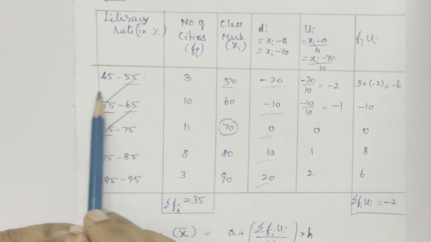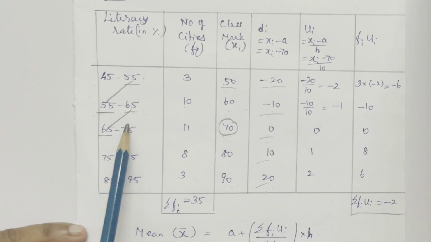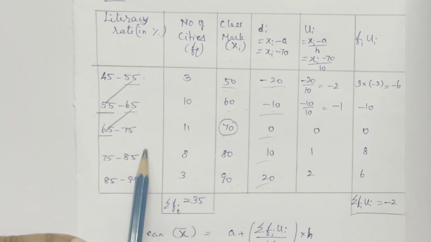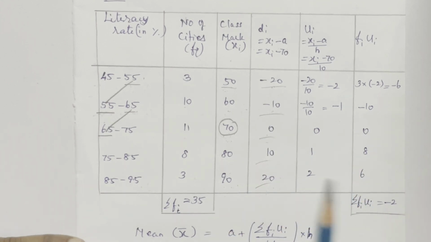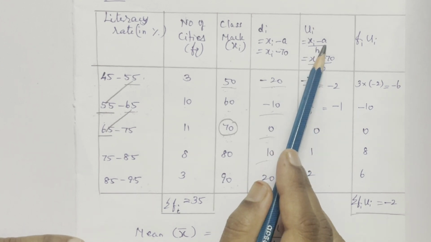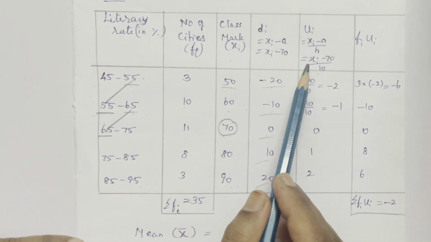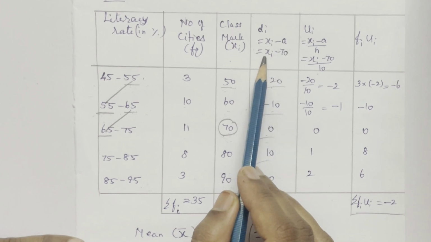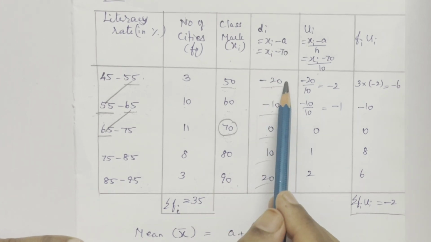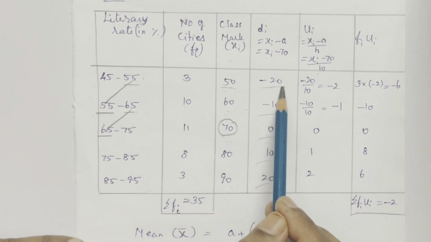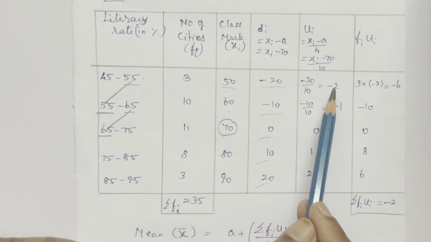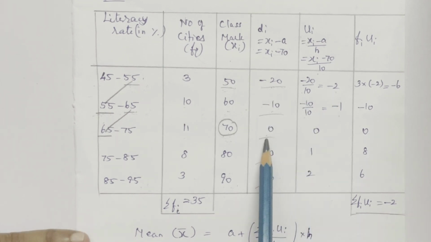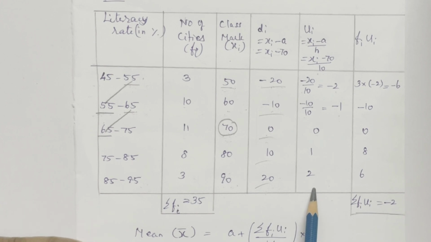So see the class size. 55 minus 45 is 10. 65 minus 55 is 10. So the class size is the same, 10, and the common divisor of di is also 10. So our class size, that is the height, is 10. So ui is xi minus a by h. xi minus a is here, we have calculated this one. So we have to divide this di by 10, that is by height. Minus 20 by 10 is minus 2. Minus 10 by 10 is minus 1. In that way I have calculated ui.